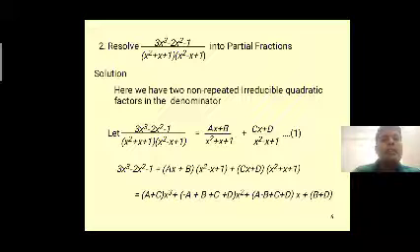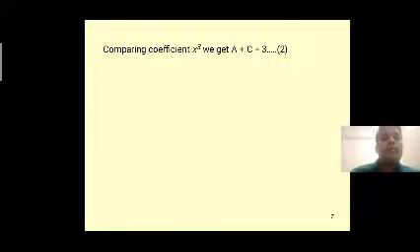That is also equal to (A + C)x³ + (−A + B + C + D)x² + (A − B + C + D)x + (B + D). Here we write the x³ coefficient separately, the x² coefficient separately, the x coefficient separately, and the constant term separately.